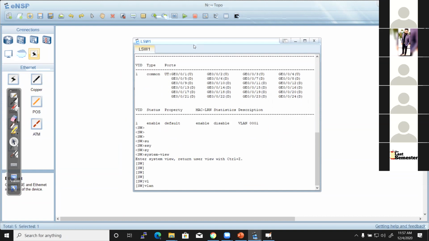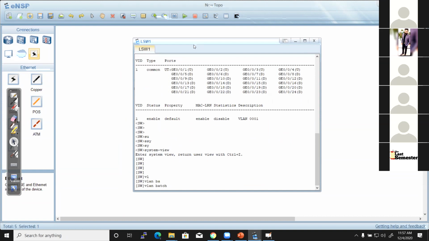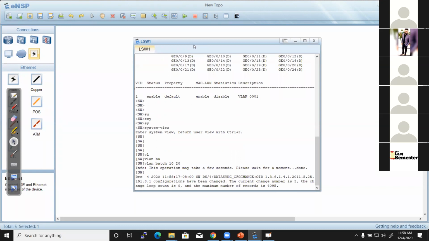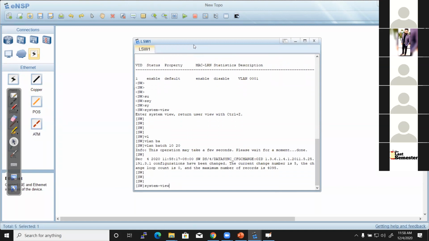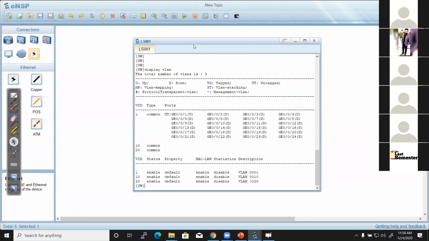And if you want to create multiple VLANs simultaneously, you have the command vlan batch, for example, 10 and 20. If you write 10 to 20, it will create the VLANs from 10 to 20: 10, 11, 12, 13, and so on till 20. But if you simply write 10 and then 20, it will only create two VLANs. Just hit enter and verify by giving the command display vlan. Now you can see we have created two VLANs, VLAN 10 and VLAN 20.